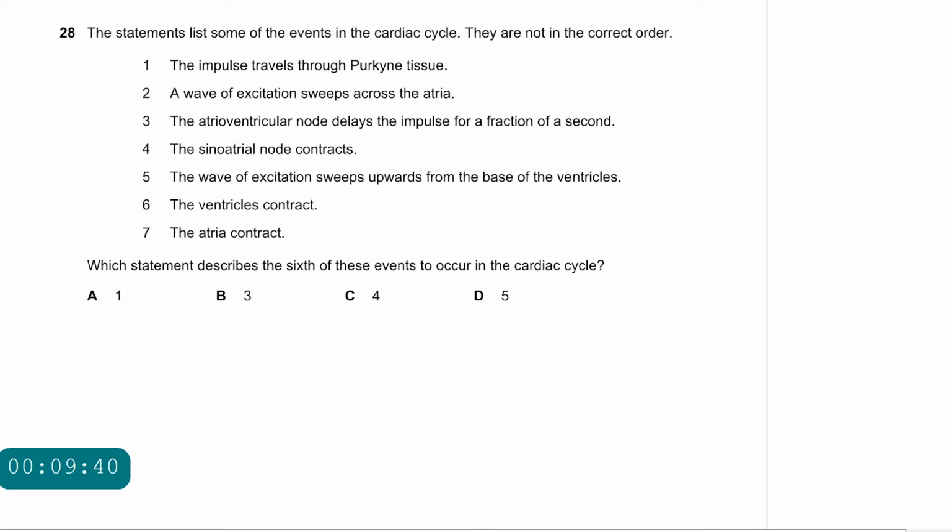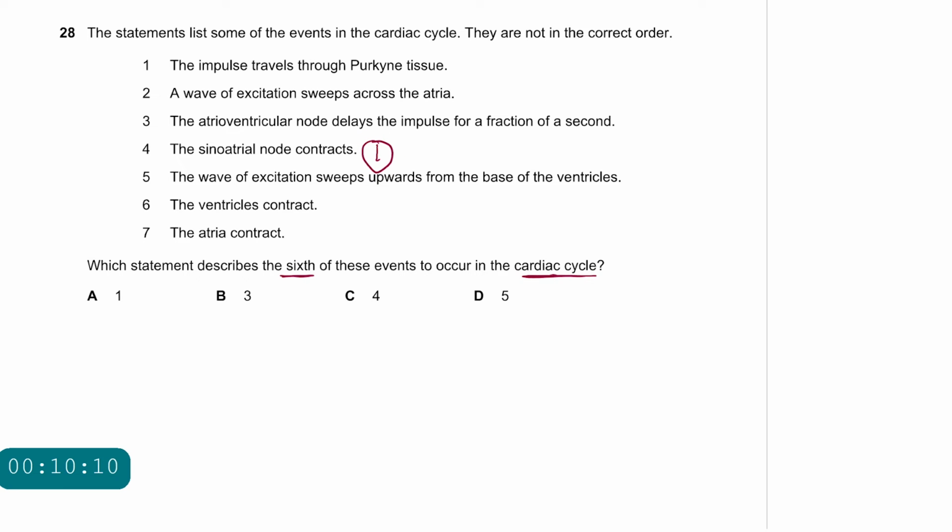The statements list some of the events in the cardiac cycle. They are not in correct order. Which statements describe the 6 of these events to occur in the cardiac cycle? To start with, we start with 4, the sinoatrial node contracts. What the sinoatrial node does, it's in the right atrium and initiates the excitation wave. So this is the first one.